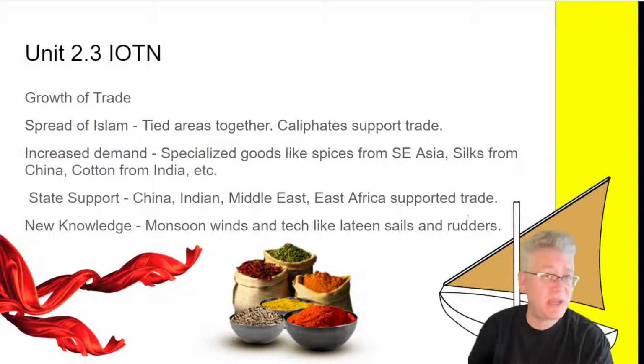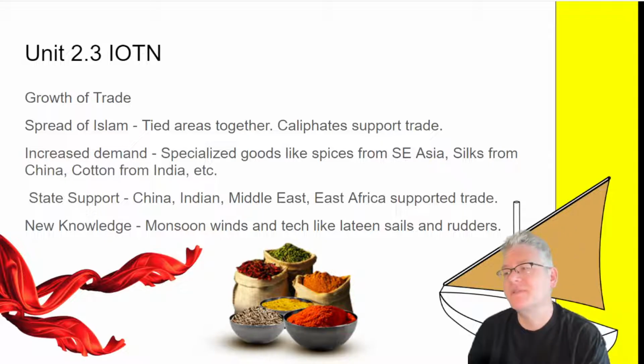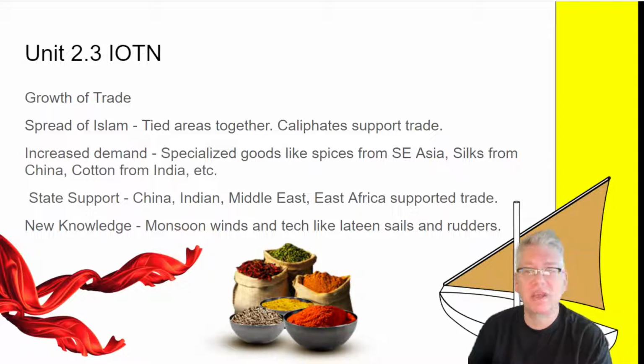Another thing is going to be increased demand. They're going to have specialized goods: spices from Southeast Asia, so lots of nutmeg and all these kinds of things, silks from China, cotton from India. People want these things. They've gotten a taste of them. In the case of the Europeans, they've maybe sampled some of these when they were in the Holy Land during the Crusades, and so they are looking for these items.